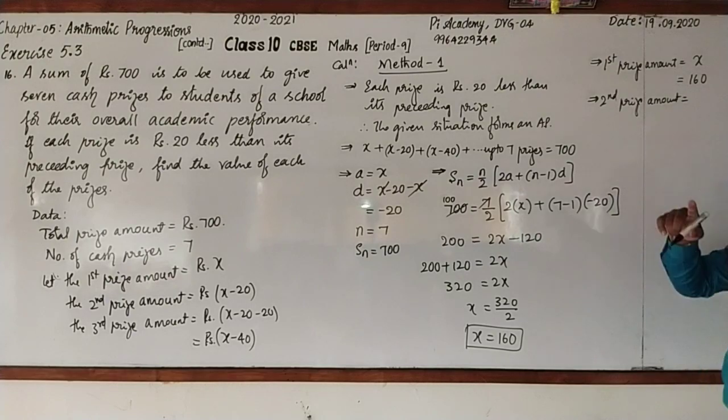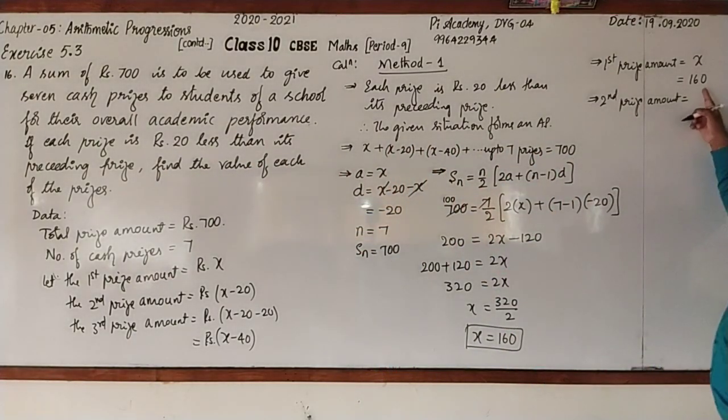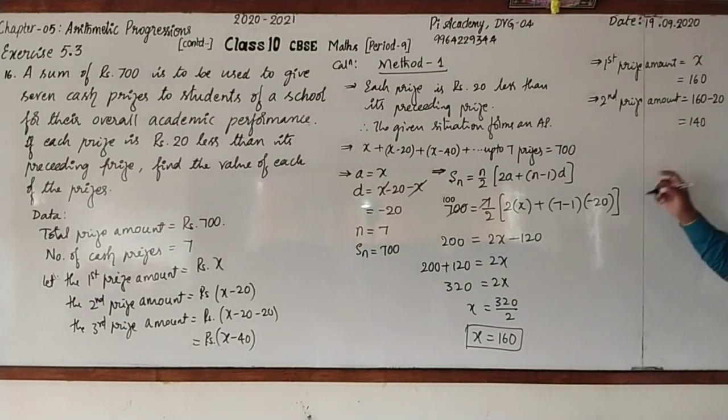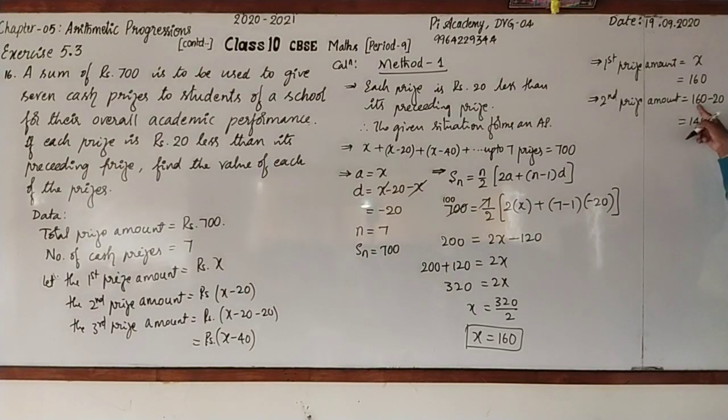They have given 20 rupees less than its preceding price. First price is 160, second price will be 20 rupees less than this. It is 160 minus 20, this will be 140. Or else you may take x minus 20. Clear? X minus 20. X is 160 minus 20, it will be 140.